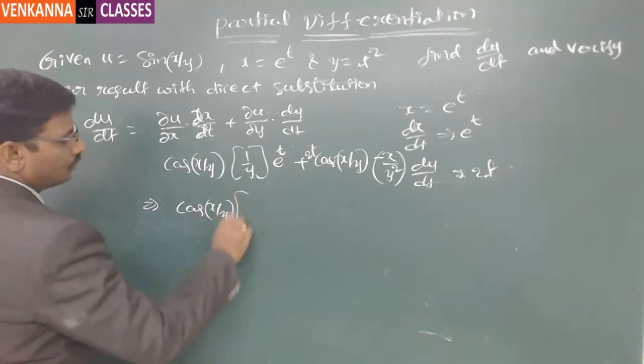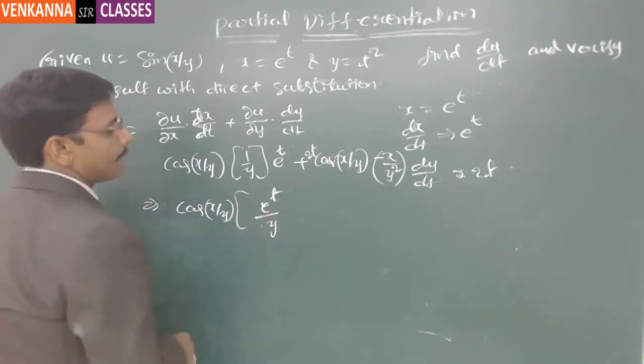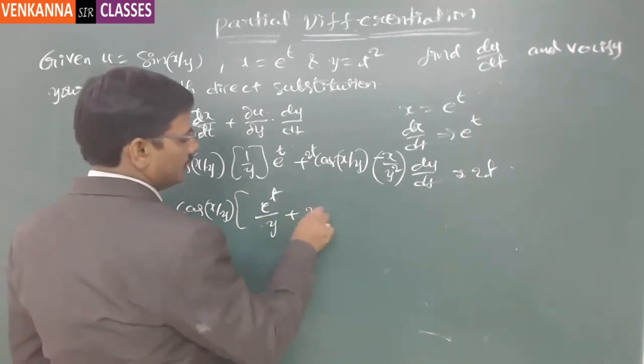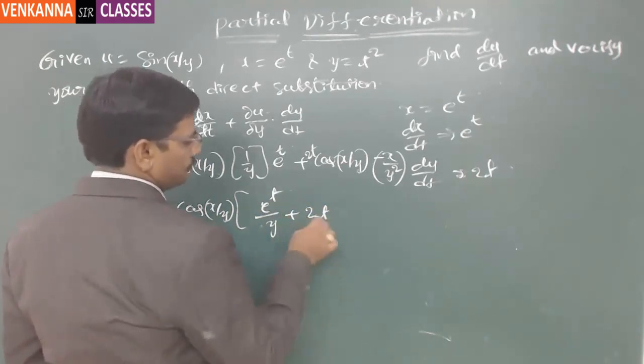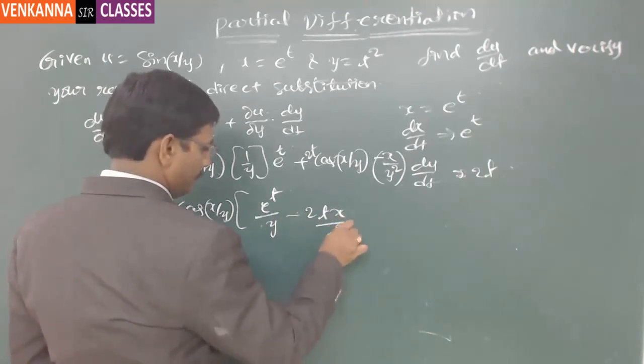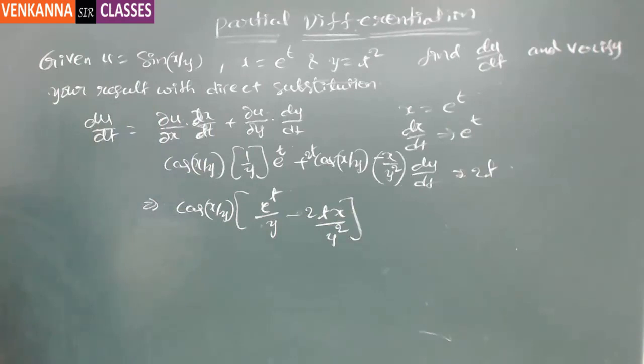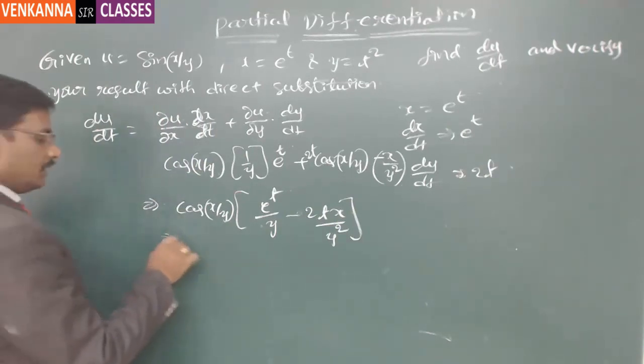If you take it out, then e power t by y plus 2t into minus of x by y square. So this is the derivative. Got it? Finally, if you want to make everything a function of t, then you can replace it.